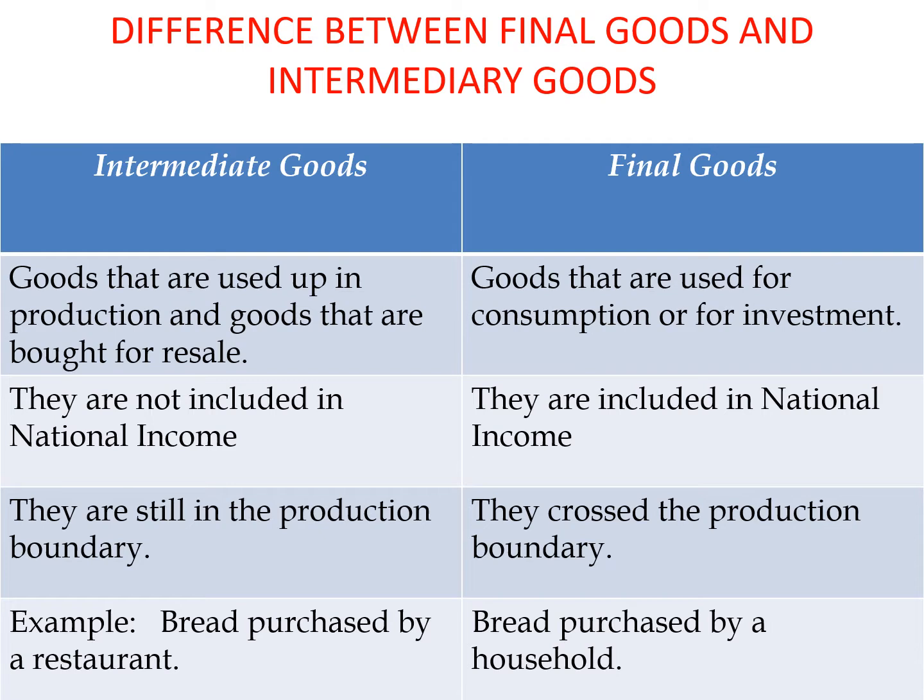Next one is the difference between final goods and intermediate goods. See here, this is the intermediary good and this is the final good. Goods that are used in production and goods that are bought for resale.